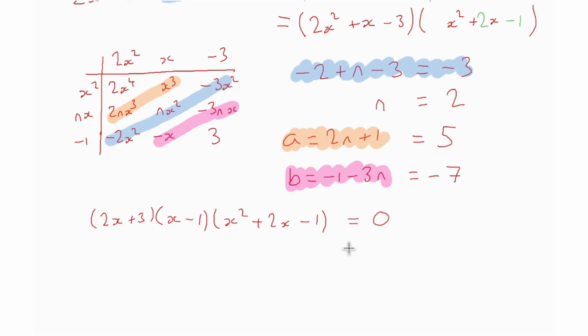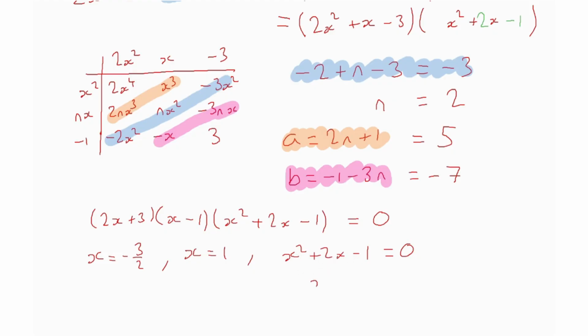So a bit like the way we solve quadratics, this could be equal to 0 if 2x plus 3 is equal to 0. That would be if x is equal to minus 3 over 2. Similarly, it would be equal to 0 if x minus 1 is equal to 0, that is if x is equal to 1. And it would also be equal to 0 if x squared plus 2x minus 1 is equal to 0. This is a quadratic equation. It doesn't factorize, however, so we'd have to use the quadratic formula to solve this.